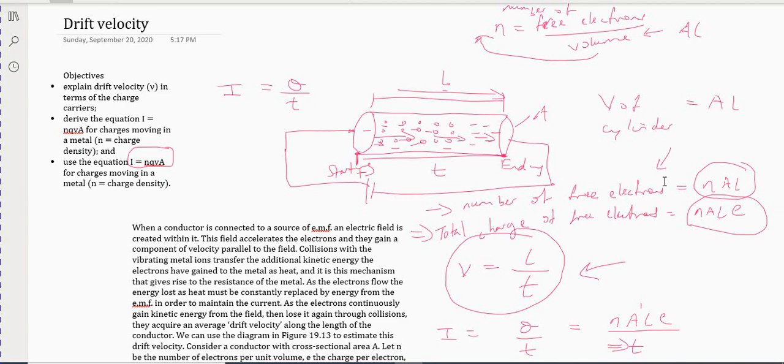The syllabus requires for us to derive an equation for current in terms of drift velocity, where n is referred to as the charge density, and they also want us to be able to use this equation to solve problems. So in order for us to do this, guys, we have to look at a specific conductor.